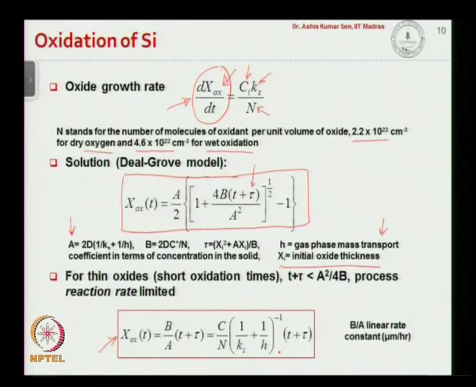So what you see here is that the oxide layer thickness varies linearly with time, and that is when the oxide layer thickness is small. And here the ratio B over A is a linear rate constant, which has units of micrometer per hour.